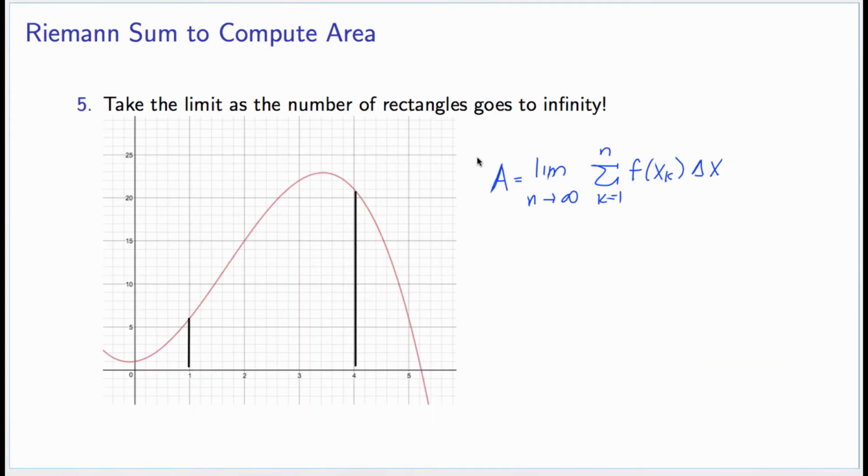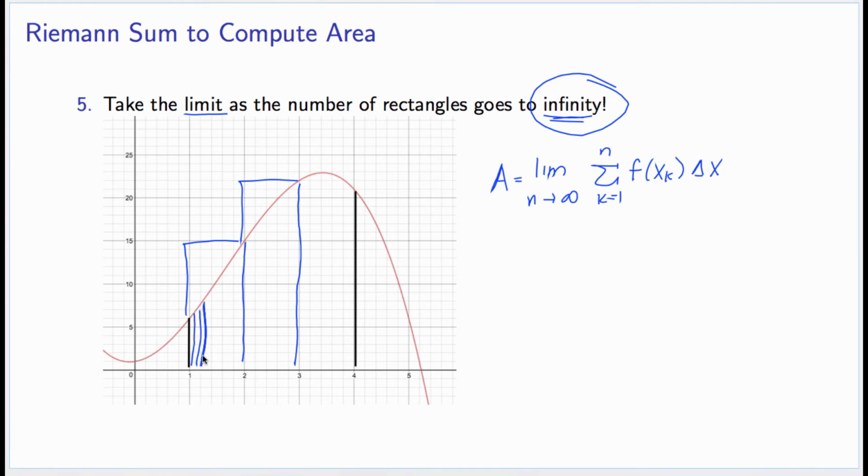So finally then, if I want to get the exact value of the area, I need to take the limit as the number of rectangles goes to infinity. As we've seen, if we just do an approximation, then we'll get error in our area estimation. But if we let the number of rectangles go to infinity, then the area, adding up the areas of all the rectangles, will give us the exact value of the area under the curve.